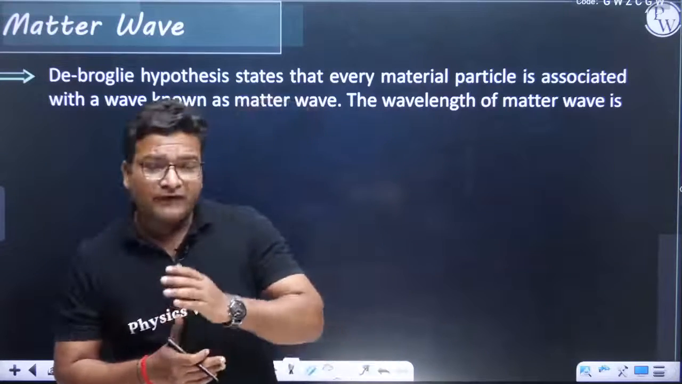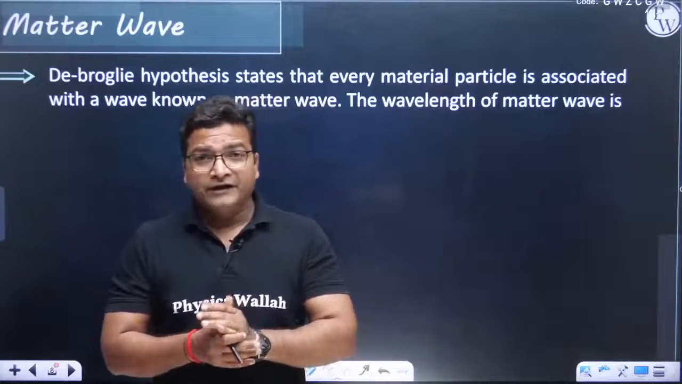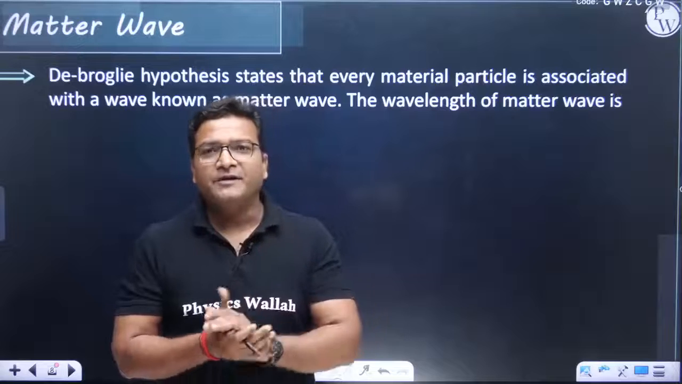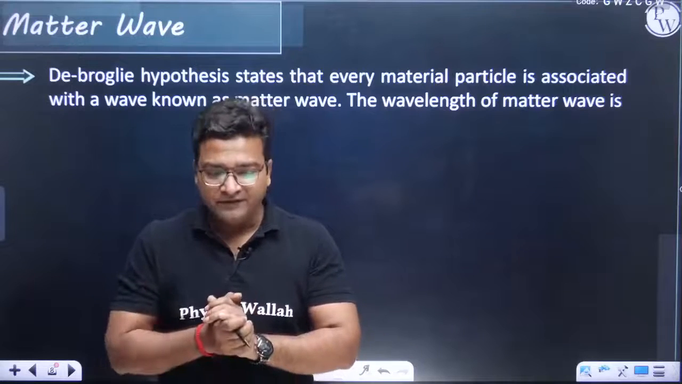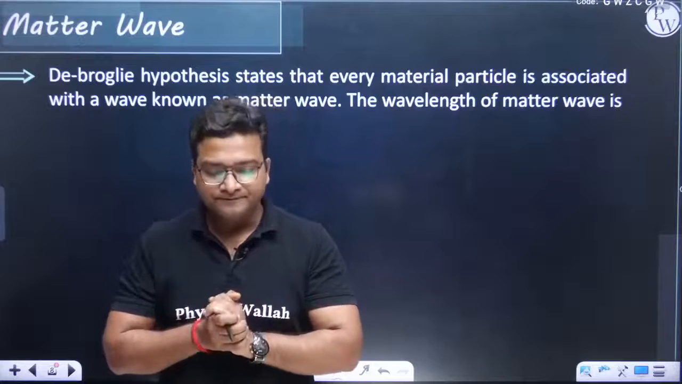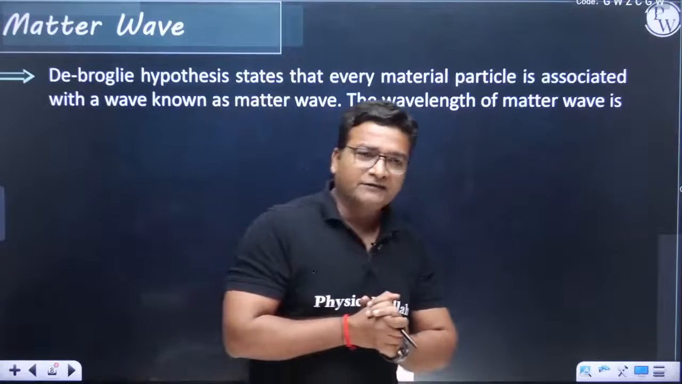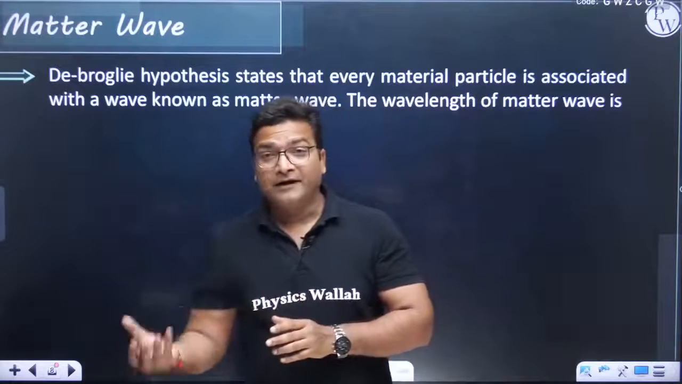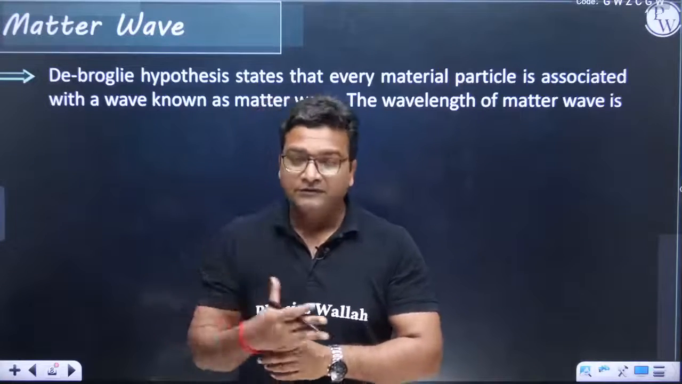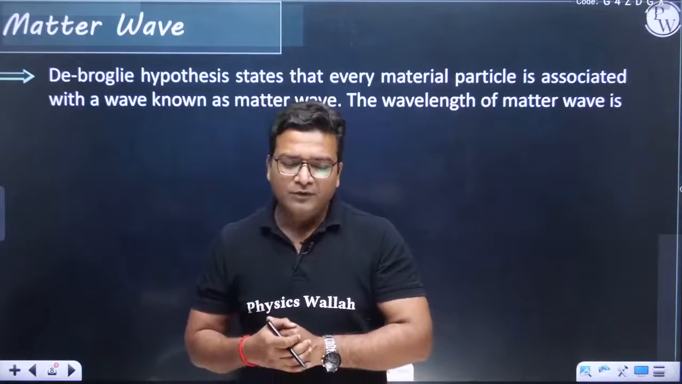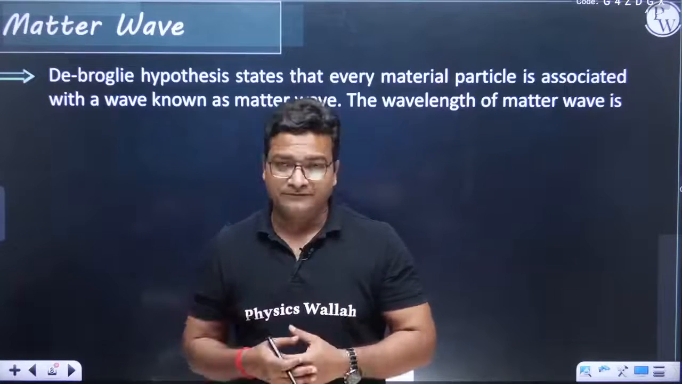After the wave theory of light was proved by Young's double slit experiment, diffraction experiments, and polarization experiments, everybody believed light is a wave. And if light is a wave, Einstein demonstrated that light also has particle nature, that light has dual nature.